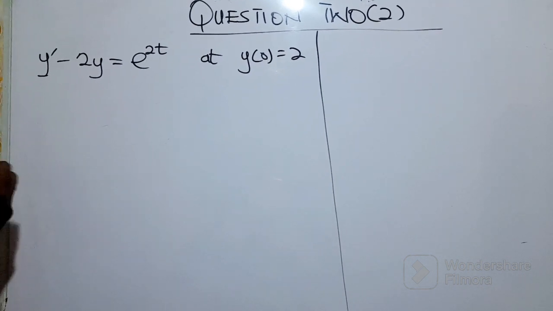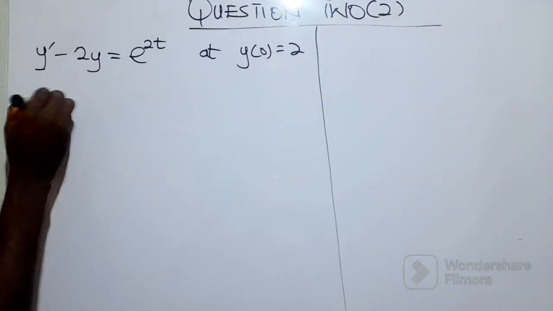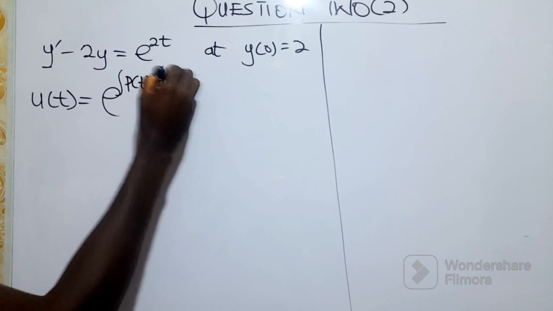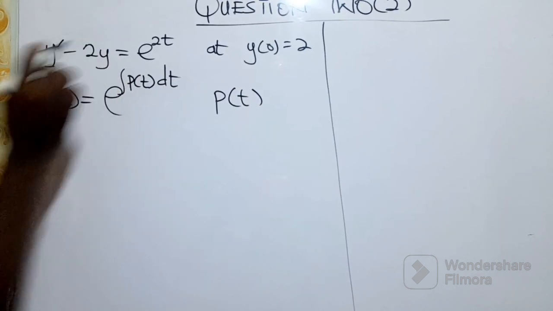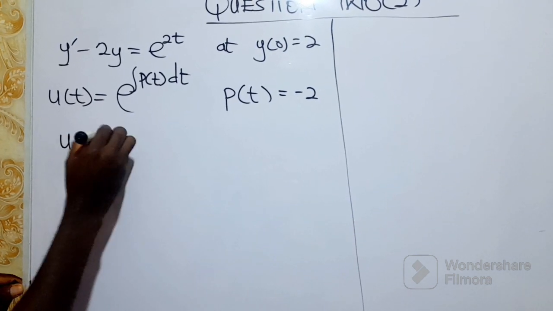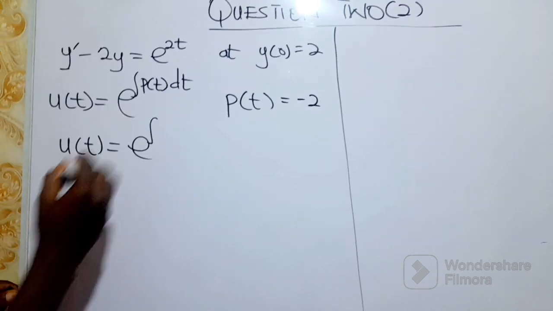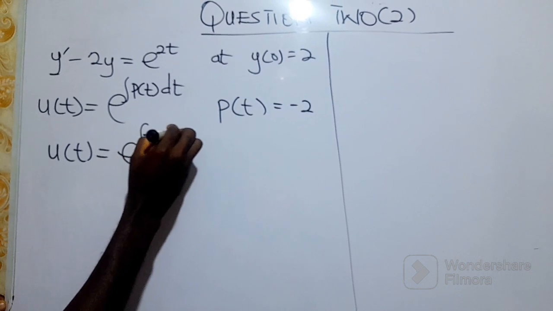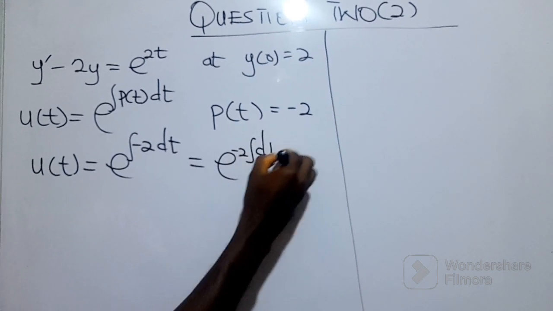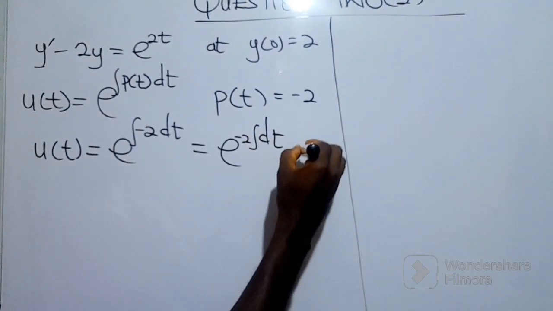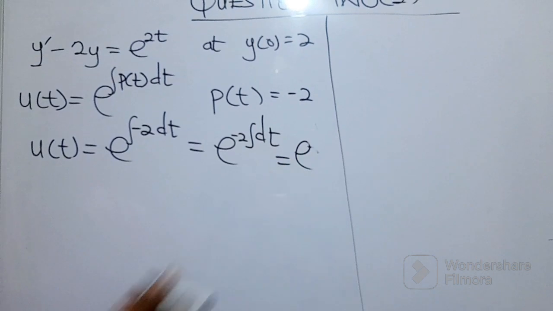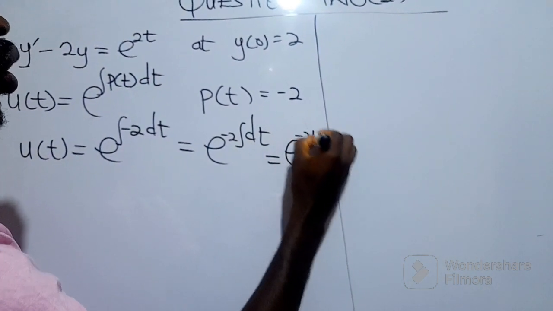We need to find the integrating factor. And the integrating factor u of t in this case is equal to e exponent the integral of p(t) dt, where p(t) is equal to the coefficient of the y term, and that will be equal to negative 2. So our u of t, the integrating factor, will be equal to e exponent the integral of negative 2 dt, which we can rewrite as e exponent negative 2 times the integral of dt. When we integrate dt, we just get t. So we'll get negative 2t.